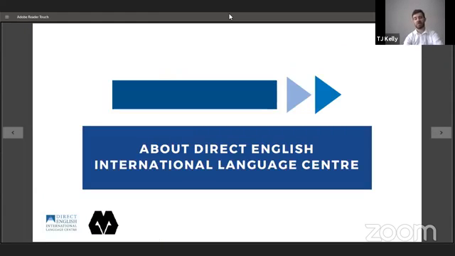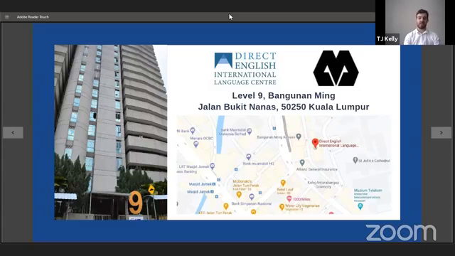So we'll start off by talking about the Direct English International Language Centre. Now, we're based fairly centrally in Kuala Lumpur. We've got some great public transport links from the LRT there and several bus stations all around. The centre is seeking to inspire English language learners. We provide quality materials and trainers in order to educate professionals, and we aim to work around your regular schedules to help accommodate you as a learner.